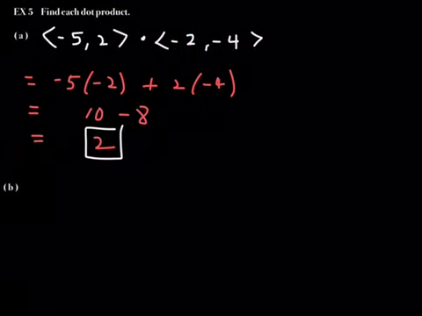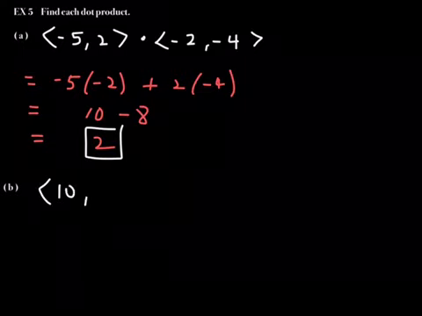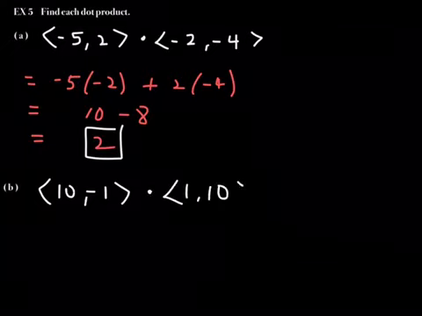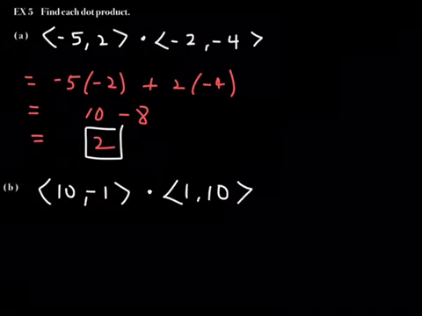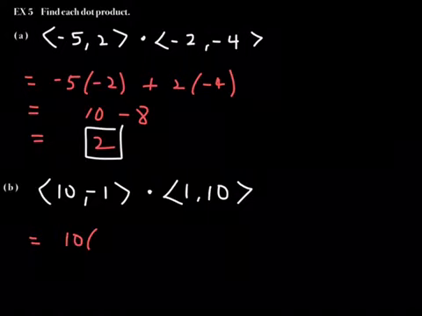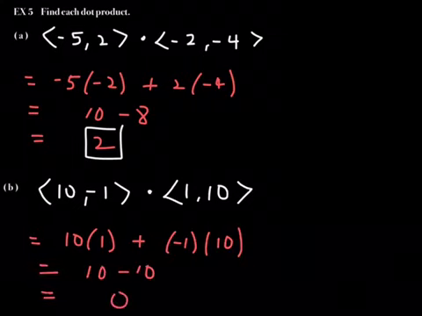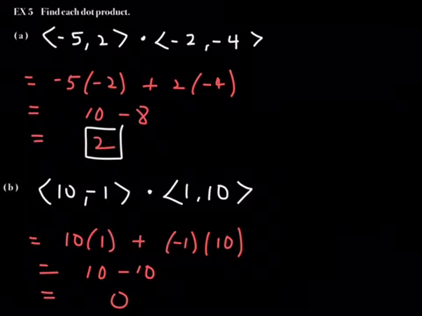Let's check out another one. So here we have 10, comma, -1. That's one vector, dot, +1, +10. Let's find the dot product of these two vectors. It'll be equal to 10 times 1 plus -1 times 10. So it'll be 10 minus 10, which is equal to 0. So the dot product of these two vectors is just 0.